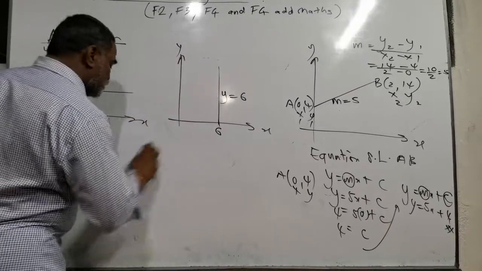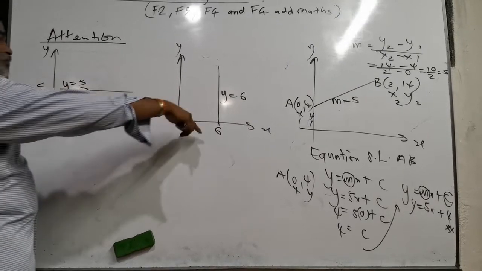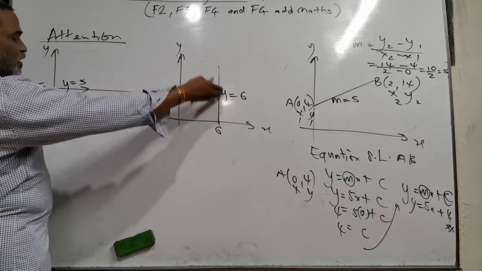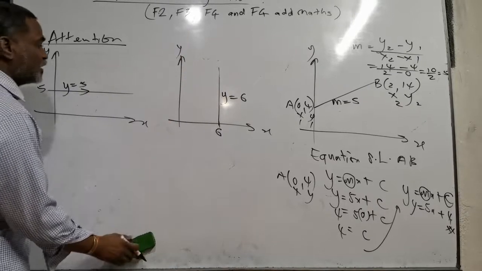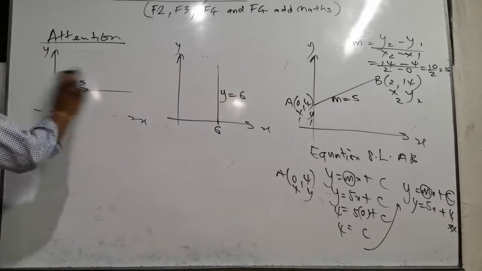So if it is 5 use y equals 5, 7 then y equals 7. Same thing goes for this 6 means 6, 9 means 9, right? That is the equation of straight line, parallel to the x-axis and parallel to the y-axis, right?